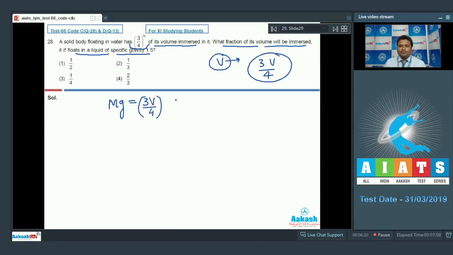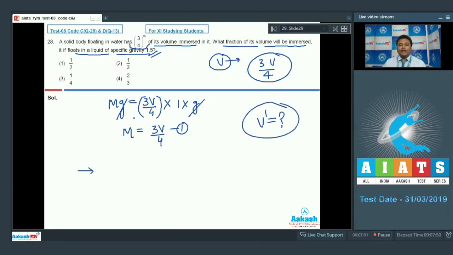3V by 4, volume inside the water, multiplied by density of water, that is 1, multiplied by acceleration due to gravity, that is g. G, G cancel out, and we have got the value of mass in terms of volume, that is 3V divided by 4, equation number 1. Now if the same object is immersed in liquid of specific gravity 1.5, or you can say relative density 1.5, then what fraction of volume will be immersed? Suppose V dash is the fraction of volume immersed. Now we have to calculate V dash.